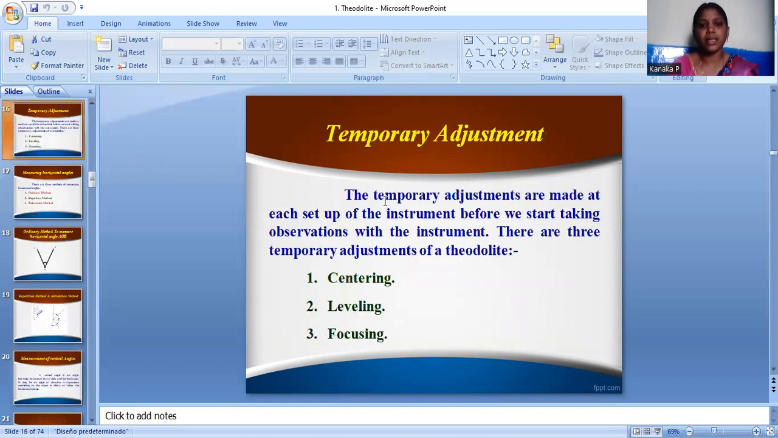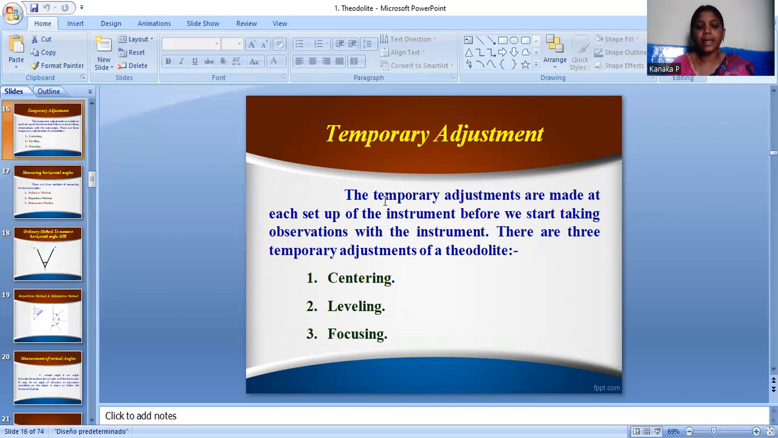Next one is temporary adjustments. Temporary adjustments are made at each setup of the instrument. Before we start taking the observations with the instrument, there are 3 temporary adjustments of the theodolite. So first one is centering, leveling, focusing. Temporary adjustments of the theodolite are required to be made at every setup of the instrument.